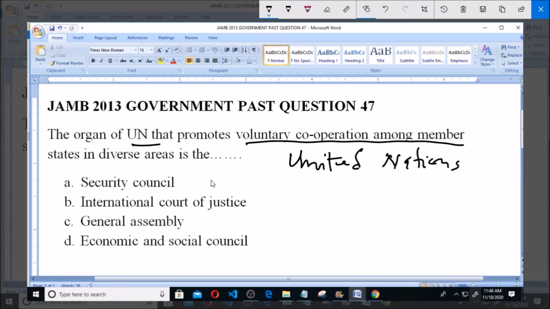A. Security Council. B. International Court of Justice. C. General Assembly. D. Economic and Social Council.